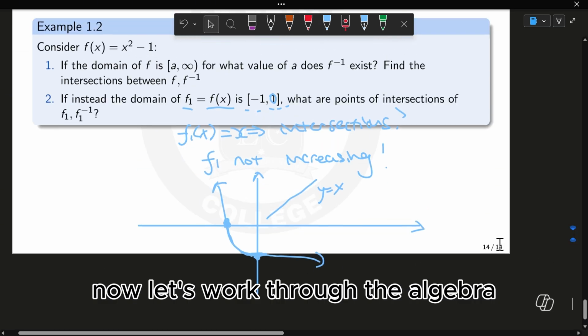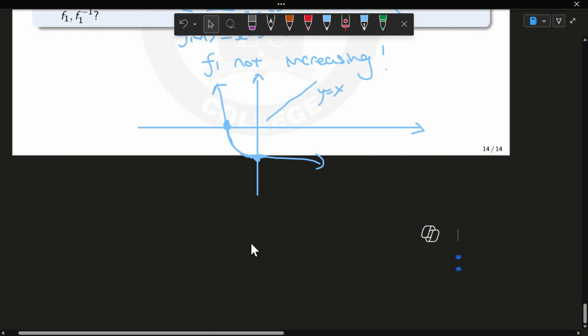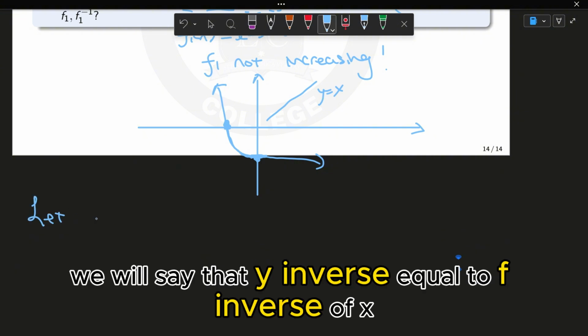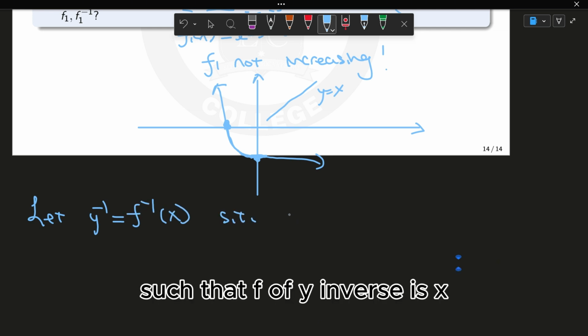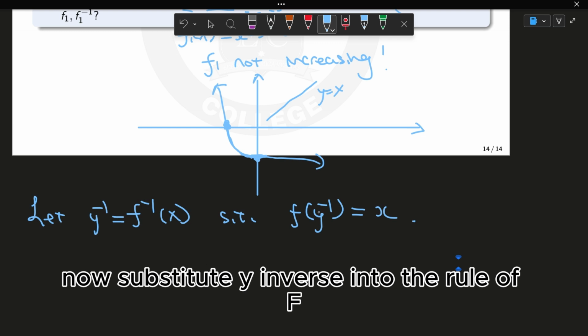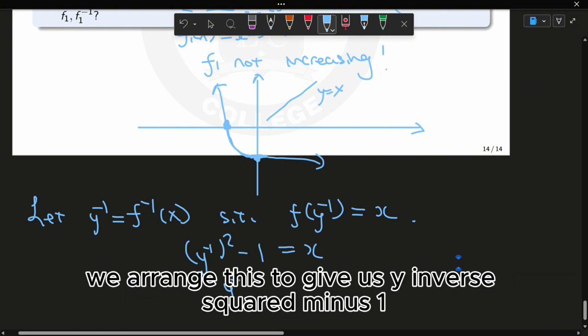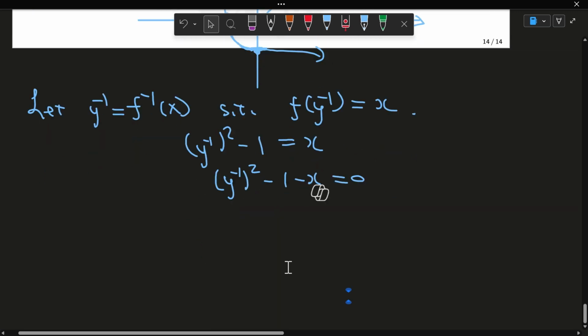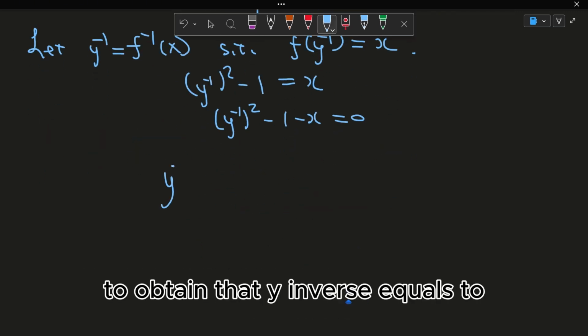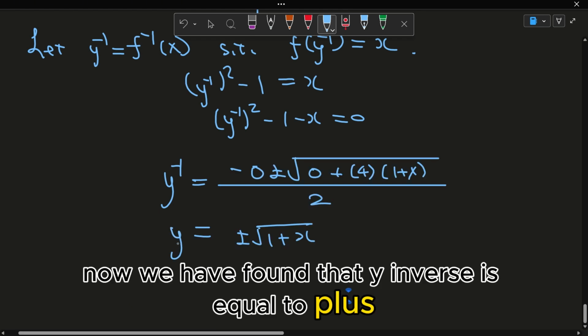Now, let's work through the algebra to determine the inverse function. We would say let y inverse equal f inverse of x, such that f of y inverse is x. Now substitute y inverse into the rule of f, which is y inverse squared - 1 = x. Rearrange this to give y inverse squared - 1 - x = 0. We shall now apply the quadratic formula to obtain that y inverse equals ±√(1 + x).